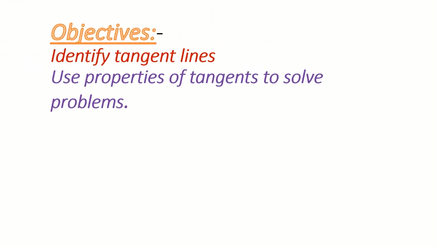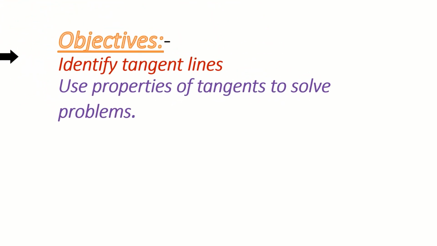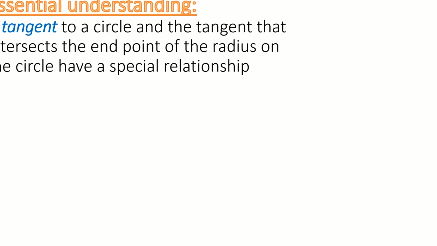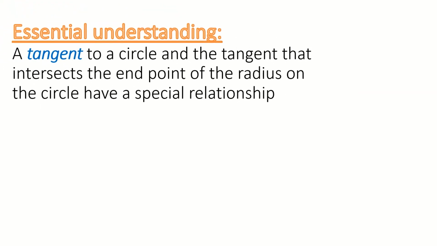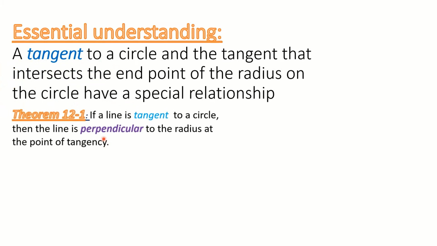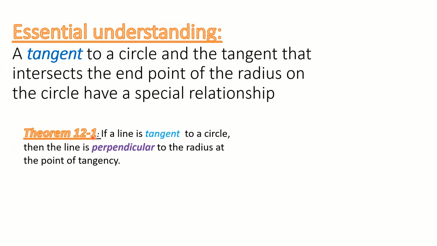Here are the objectives of the lesson. Identify tangent lines. Use properties of tangent to solve problems. What is a tangent line? Let's define it. A tangent line to a circle and the radius that meets the tangent at its endpoint on the circle have a special relationship. We have Theorem 12.1, which states that if a line is tangent to a circle, then the line is perpendicular to the radius at the point of tangency.